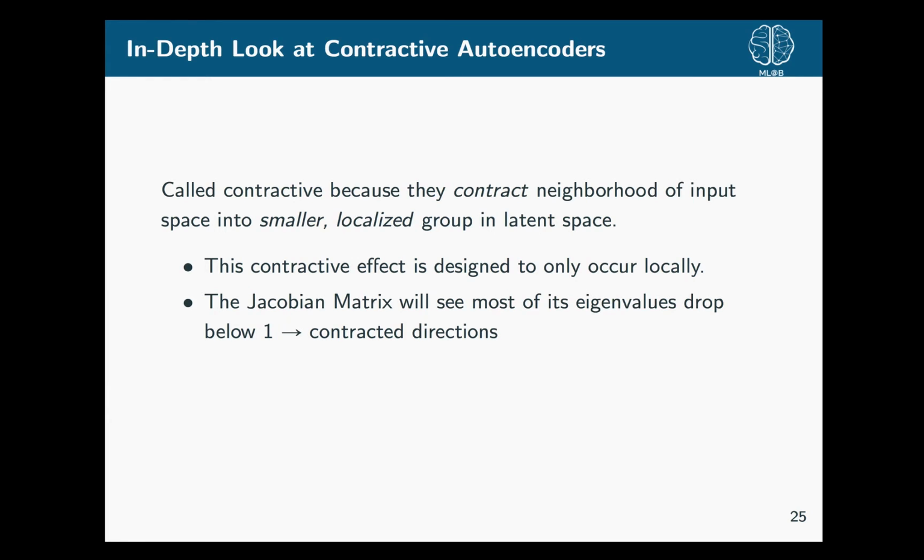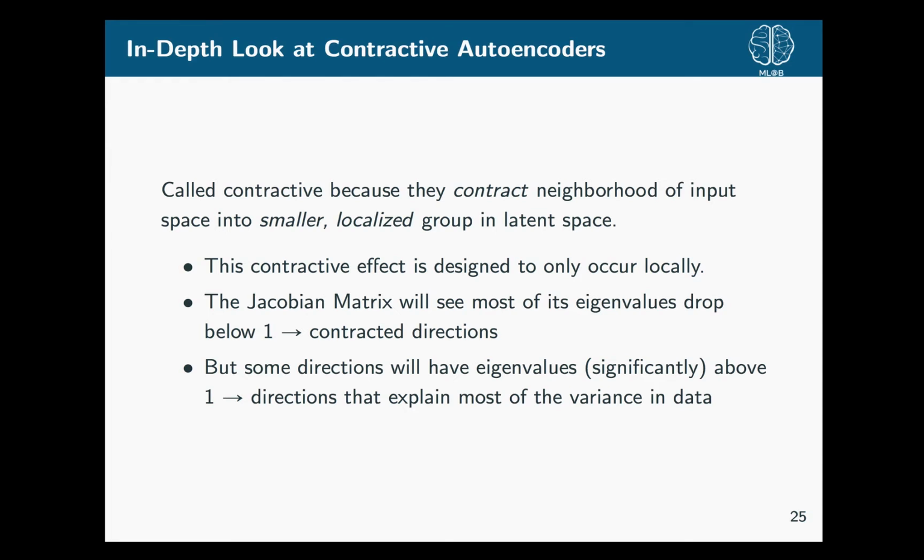Another property that you'll see is that most of the eigenvalues of the Jacobian matrix will go below 1. These are directions that have been contracted. But some of them will actually remain above 1. And these are the directions that actually explain most of the variance in the data.